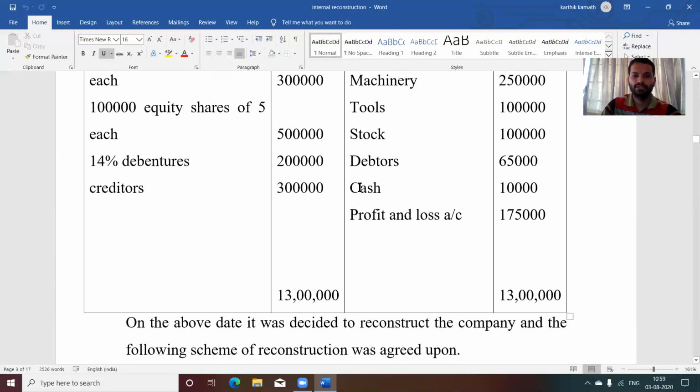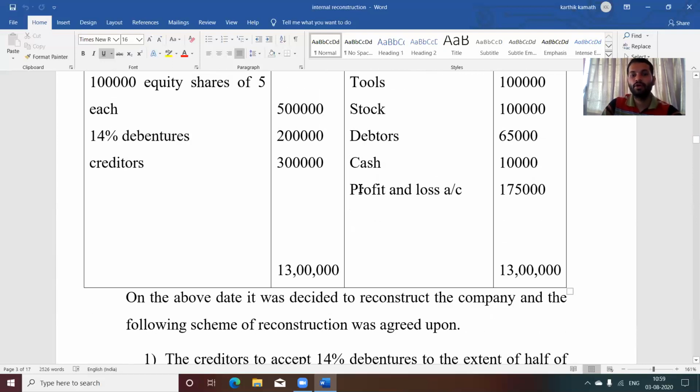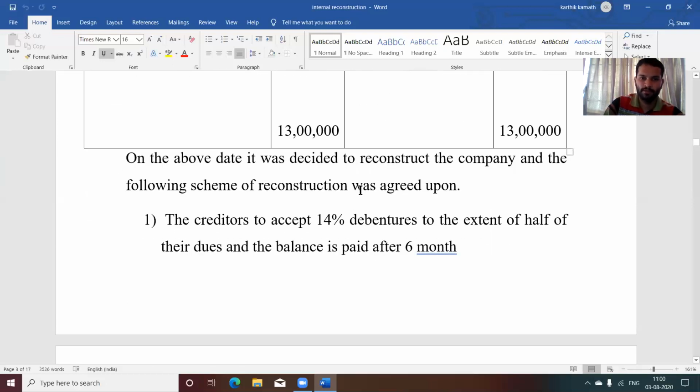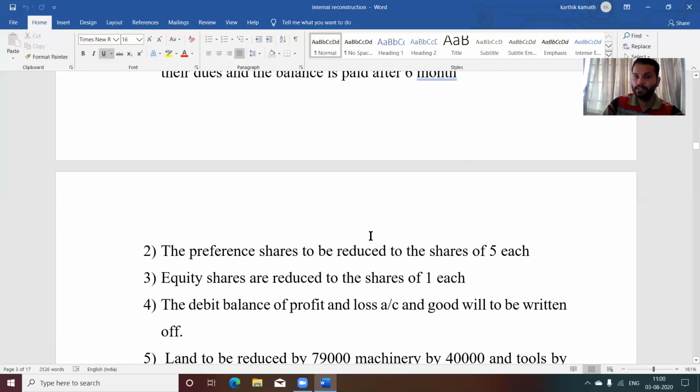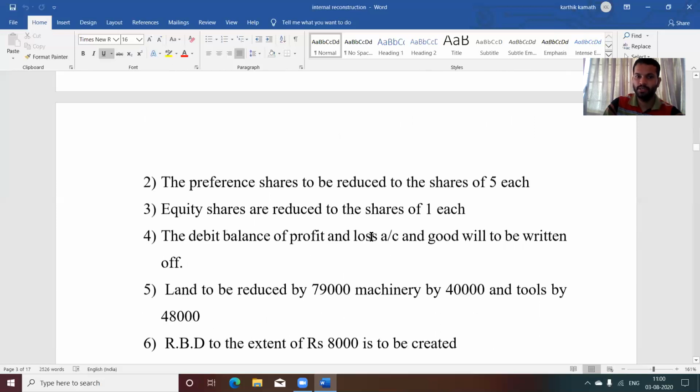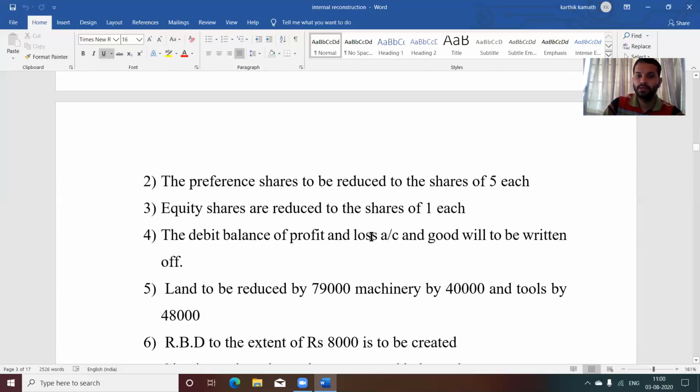On the above date, it was decided to reconstruct the company, and the following scheme of reconstruction was agreed upon. So one by one, you need to see the adjustments. First one, creditors: creditors are to accept 14% debenture to the extent of half of their dues, and the balance is paid after 6 months. That's the first adjustment. Second adjustment, preference shares are to be reduced to shares of 5 each. Third one, equity shares are reduced to shares of 1 each. Debit balance of profit and loss account and goodwill is to be written off. Land is to be reduced by 79,000, machinery by 40,000, tools by 48,000.